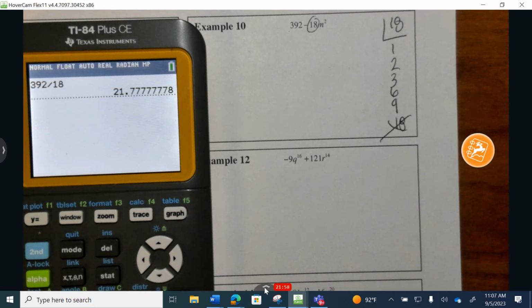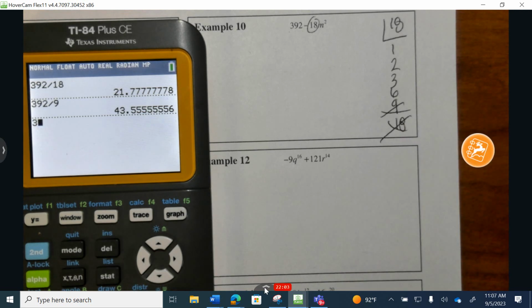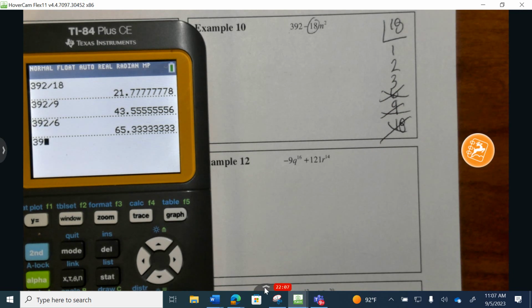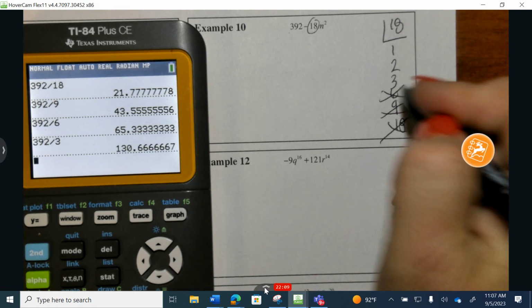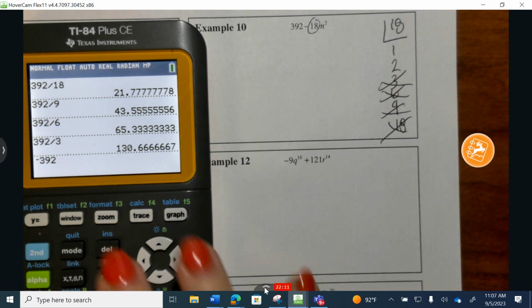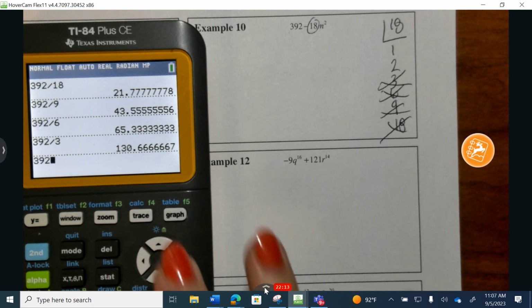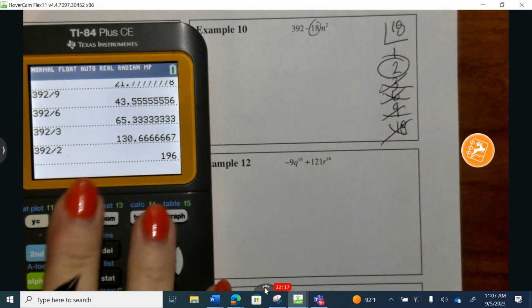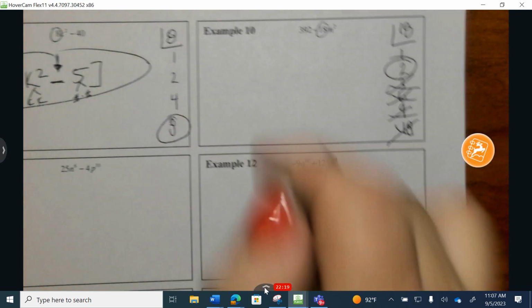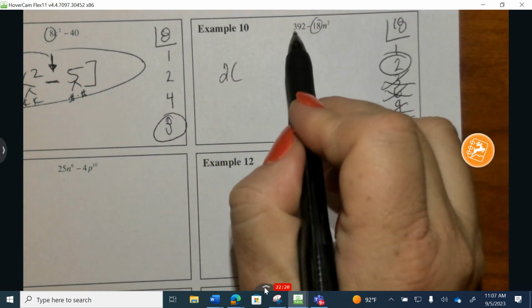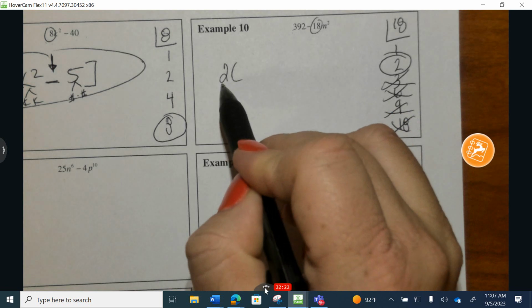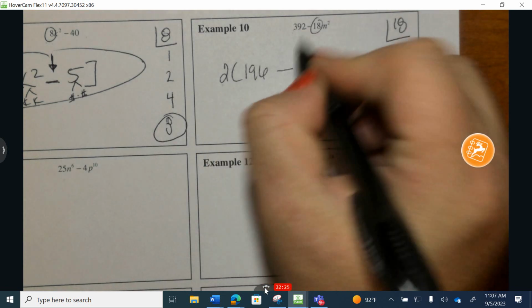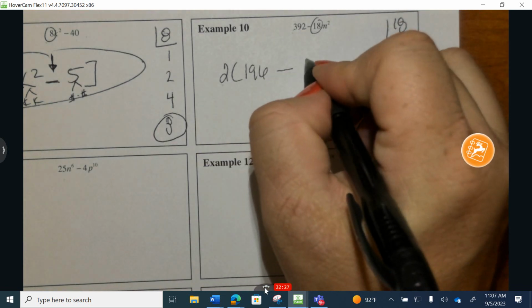It's a decimal, doesn't work. 392 divided by 9. 392 divided by 6. 392 divided by 3. 392 divided by 2. That works. So that means I need to factor out a 2. So take 392 divided by 2, you get 196. 18 divided by 2 is 9.